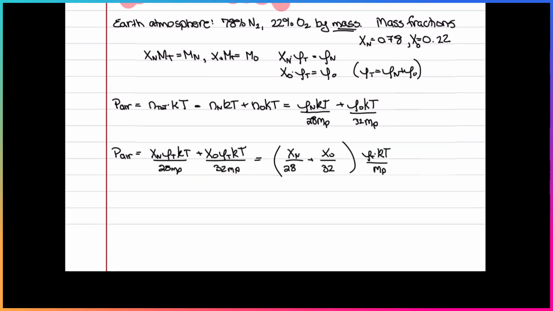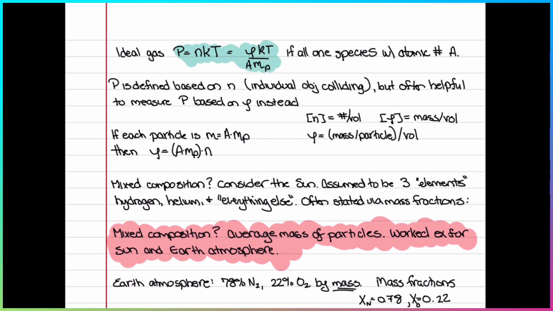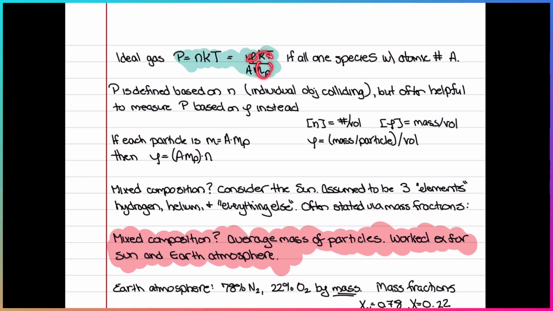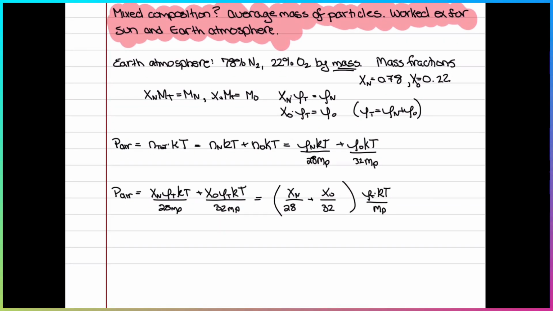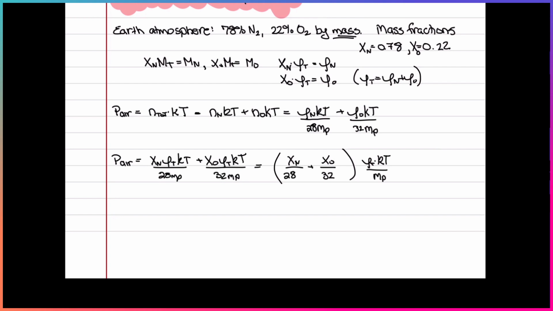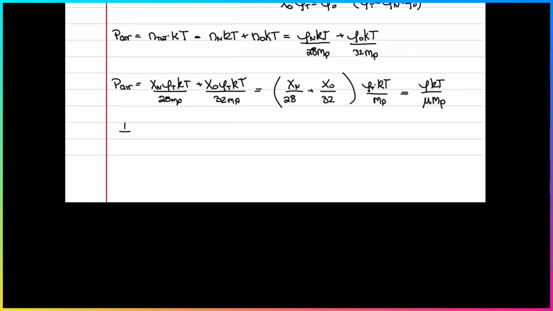All right, so it's an improvement because it's starting to look closer to this, where it has a rho total kT over the mass of the proton, but here it's dividing by a single number, whereas here I'm multiplying by this mess. Well, I can define a new variable such that it does look nice. I can claim that this is rho total kT times mu m_p, where if I define that as a definition of mu, then 1 over mu is the same thing as X sub n over 28 plus X sub O over 32, which ends up being about 0.8, which then implies that mu is about 1 1/4.